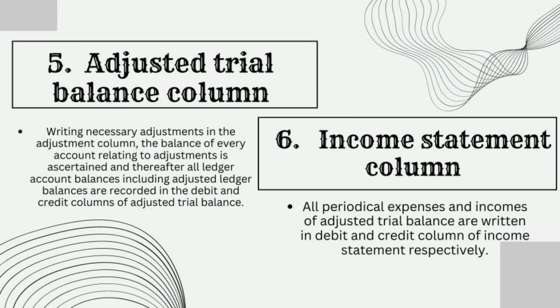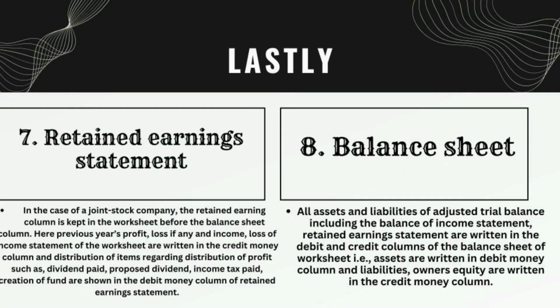The profit or loss of income statement is transferred to the balance sheet if the retained earnings statement is not prepared. Retained earnings statement. In the case of a joint stock company, the retained earnings column is kept in the worksheet before the balance sheet column. Here, previous year's profit or loss if any, and profit or loss of income statement of the worksheet are written in the credit column, and items regarding distribution of profits such as dividend paid, proposed dividend, income tax paid, creation of fund are shown in the debit column of retained earnings statement.